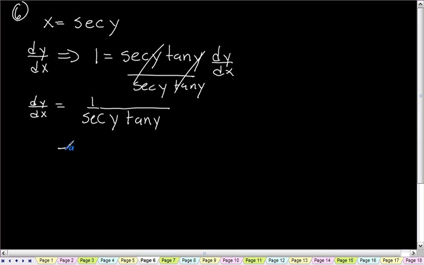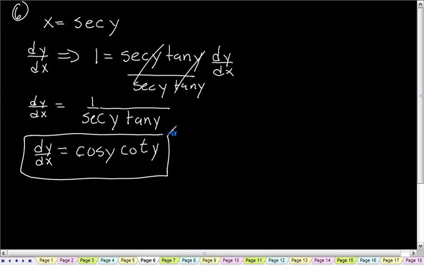1 over secant is cosine. And 1 over tangent is cotangent. So our derivative, that's the one. Relatively straightforward. I have to remember there's no other way to write it. Secant is 1 over cosine, so this is cosine. 1 over tangent is cotangent. That we have to memorize. Somewhere around that one. Number 7.